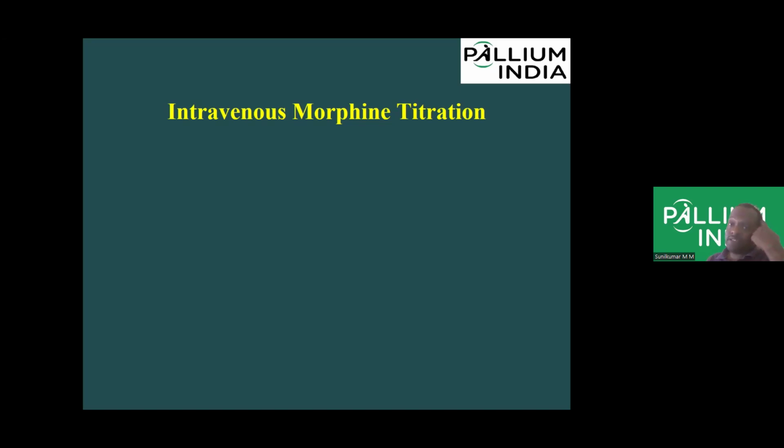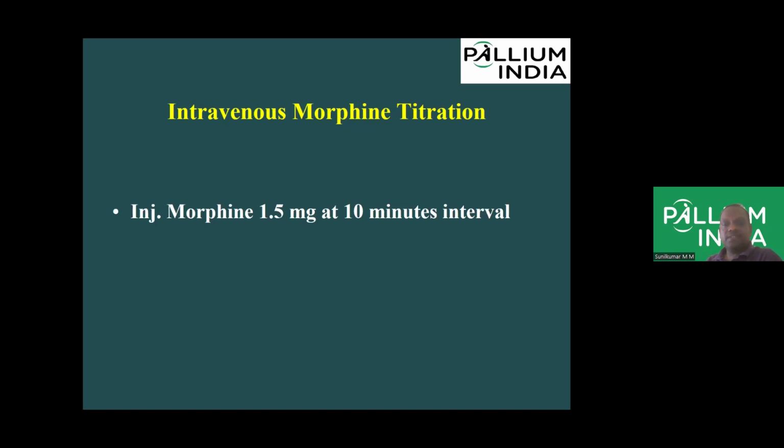So how do you do an intravenous morphine titration? You have to give injection morphine 1.5 milligram at 10 minutes interval. The ampule available to us is 1 ml, which contains 15 milligram of morphine. So we would dilute 1 ml of morphine with 9 ml of normal saline. The total becomes 10 ml, which contains 15 milligram, so each 1 ml contains 1.5 milligram. This 1.5 milligram is given at 10 minutes interval.